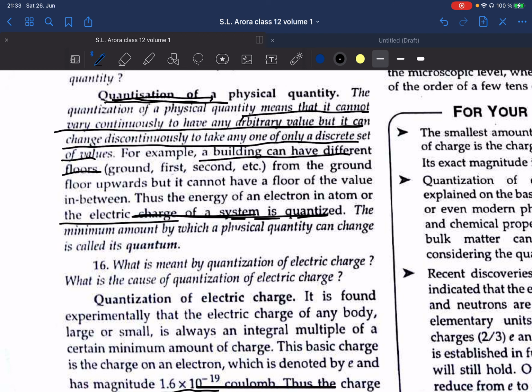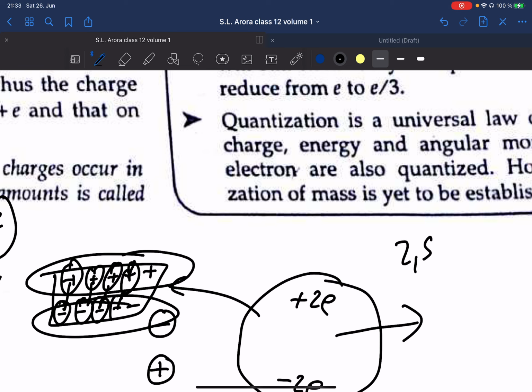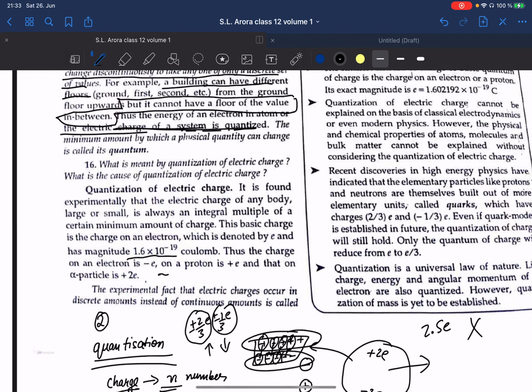It cannot have a floor with a value in between. This is the hint you need. Like, it can't have a charge of 2.5e. That is not possible as a charge.